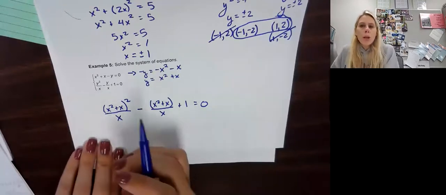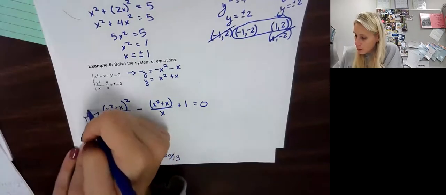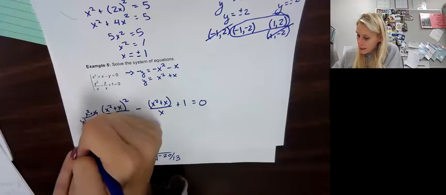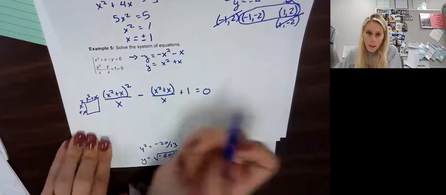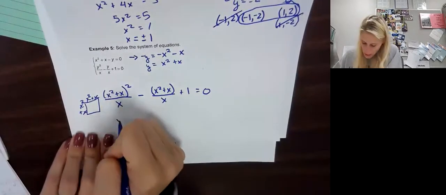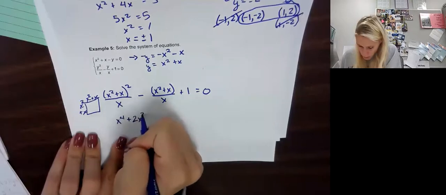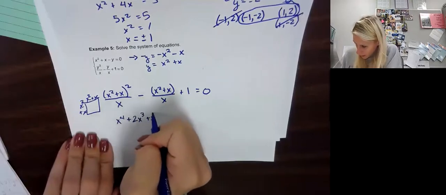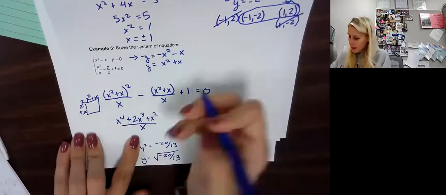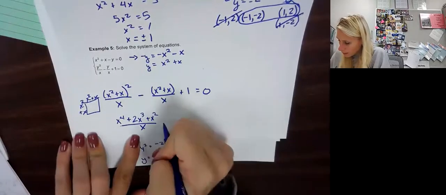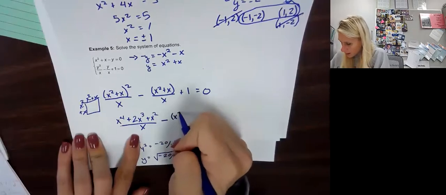Some of you who don't know what I mean by FOIL, maybe do the box where you go x squared plus x times x squared plus x. Okay, I'm going to do that in my head. I get x to the 4th plus 2x cubed plus x squared all over x. Okay, I'm going to keep this in parentheses at the moment.